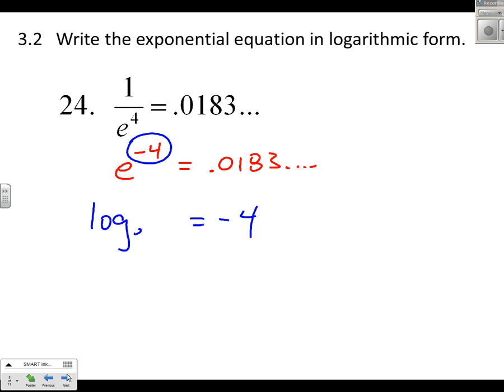that is turning e into 0.0183 dot dot dot. Or, log base e, of course ln, of 0.0183 dot dot dot is negative 4. So negative 4 is the exponent that turns e into 0.0183.